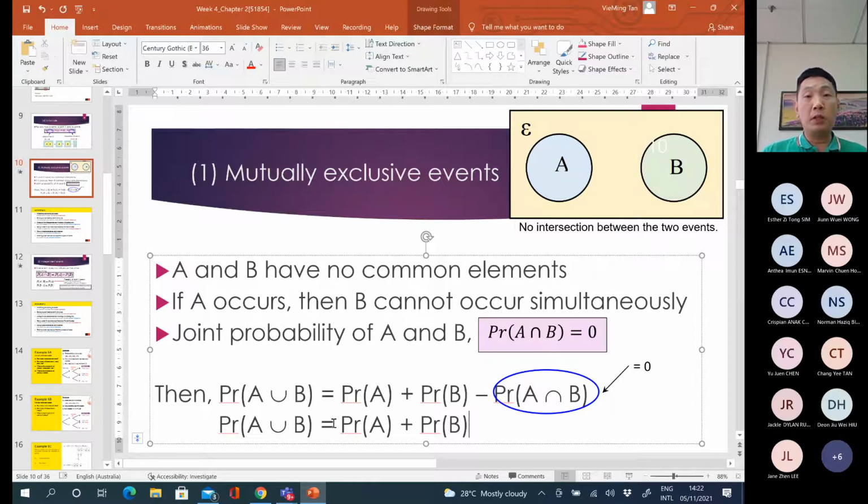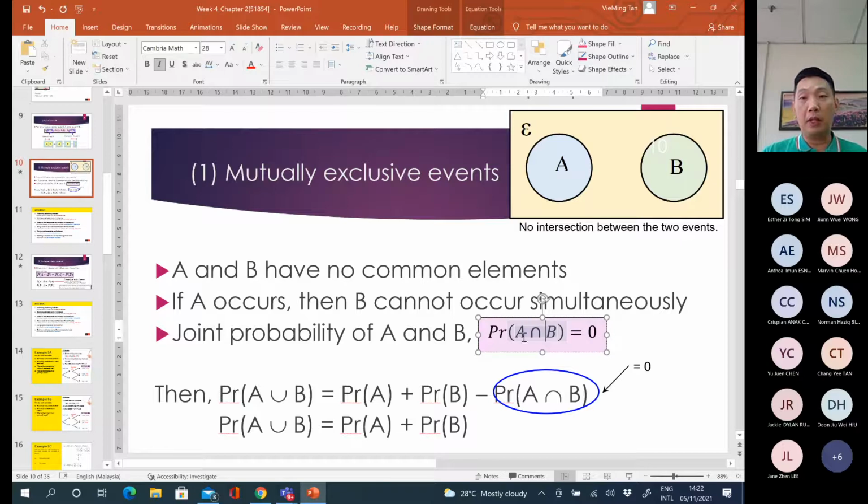But usually, I will just remember this formula, which is enough. Because when I apply it to A union B, I know that A intersect B is always equal to 0 for mutually exclusive. Any question on mutually exclusive?